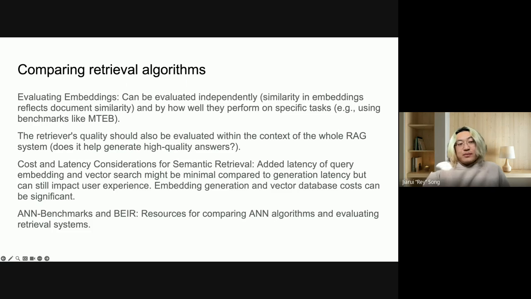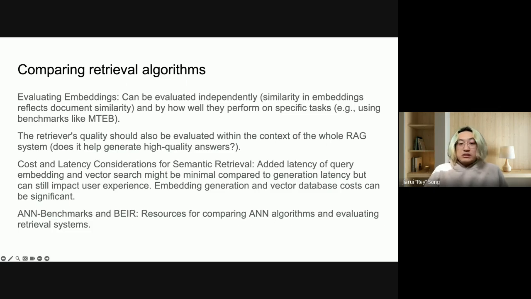Now we want to start comparing, evaluating the embeddings. For embedding-based retrieval, you also need to evaluate the quality of embeddings. This can be done in two ways. First is done independently. Good embeddings should place semantically similar documents closer together in the vector space.